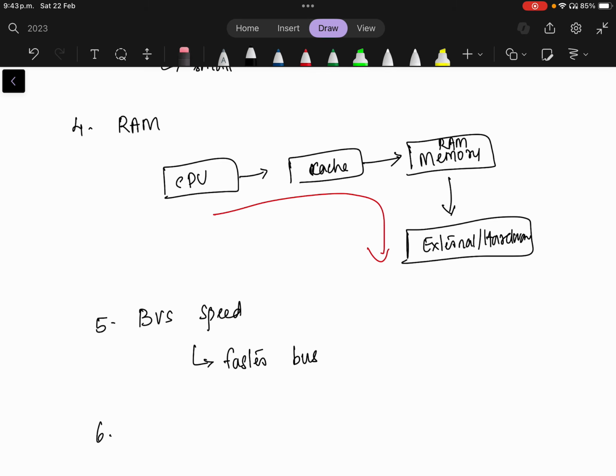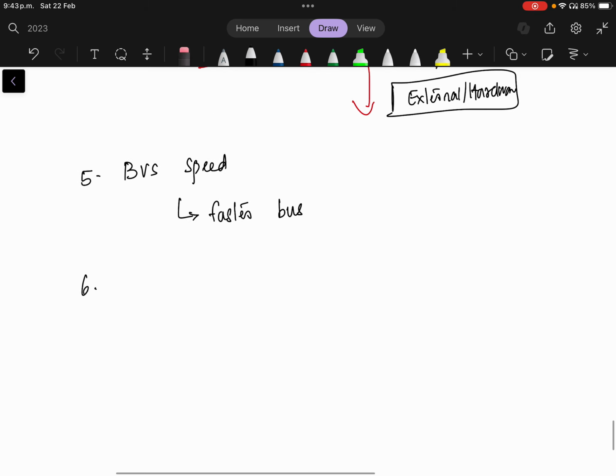Then the sixth one is definitely the CPU architecture. The design of the CPU, which is known as its architecture, impacts how efficiently it processes instructions. The newer architectures, like ARM or Intel's latest processors, are optimized for better power efficiency and faster performance. And obviously a small factor which also affects speed is cooling and overheating.